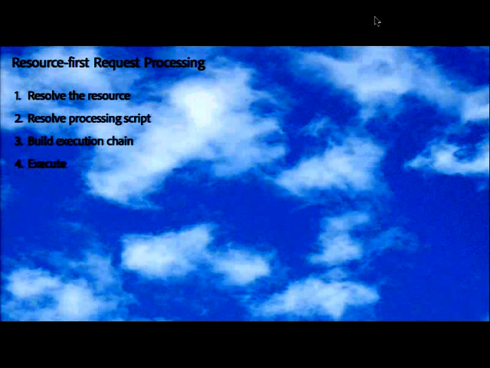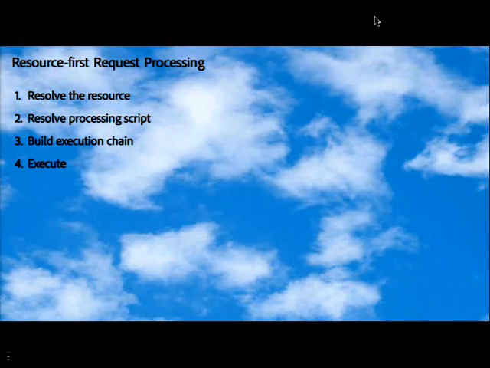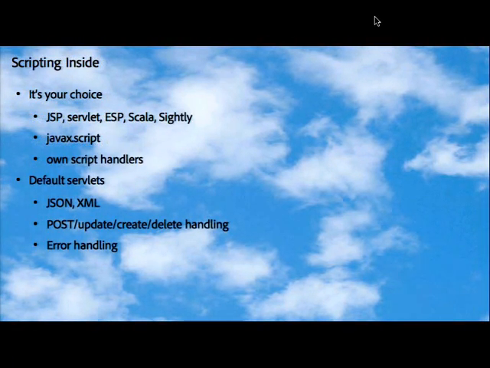That's why we call it resource-first request processing, because the resource is resolved first, and then the script is found and then executed. So basically, if you're writing a Sling application, you build your content by putting resources into this resource tree, and you write the script, for example, to render HTML. And when it comes to these scripts, you have a whole variety of choice. You can use JSPs, plain servlets, other scripting languages, everything basically which is supported by the Java platform. And you could write your own script handler if you want to.